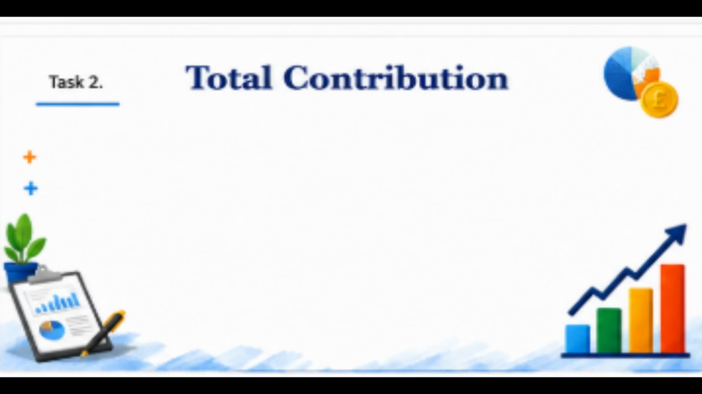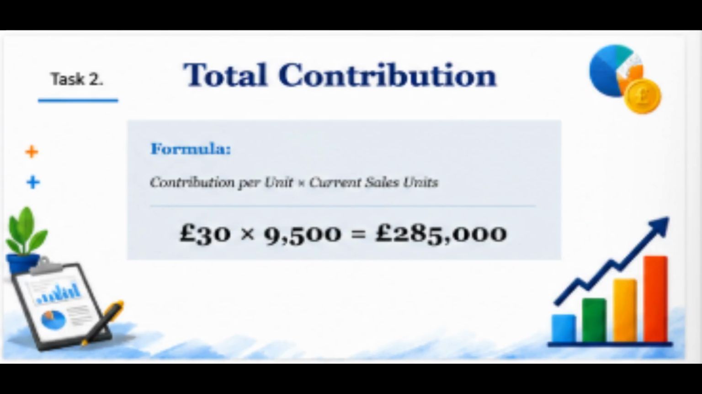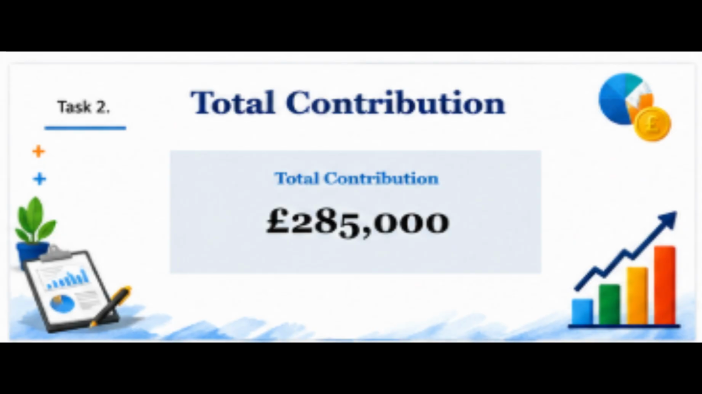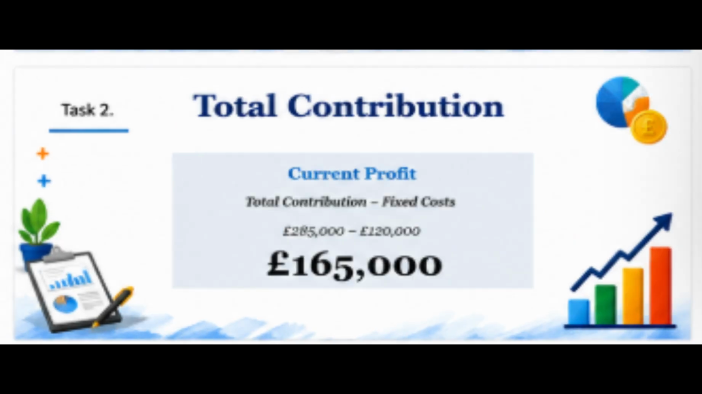Now that we know the contribution per unit, we can calculate the total contribution generated by current sales. We multiply the contribution per unit by the number of units sold. £30 multiplied by 9,500 units gives a total contribution of £285,000. After deducting fixed costs of £120,000, the current profit is £165,000.